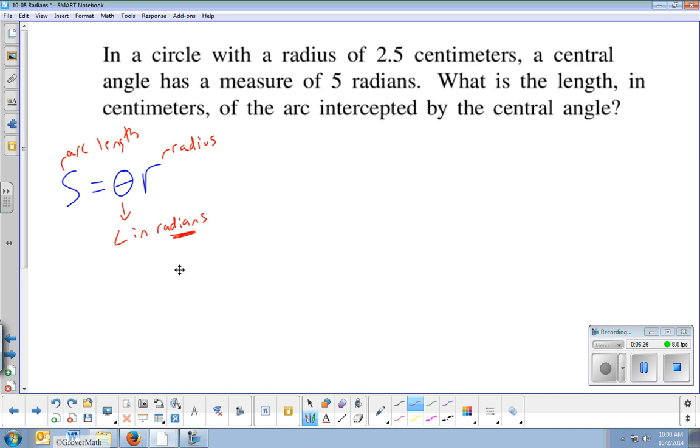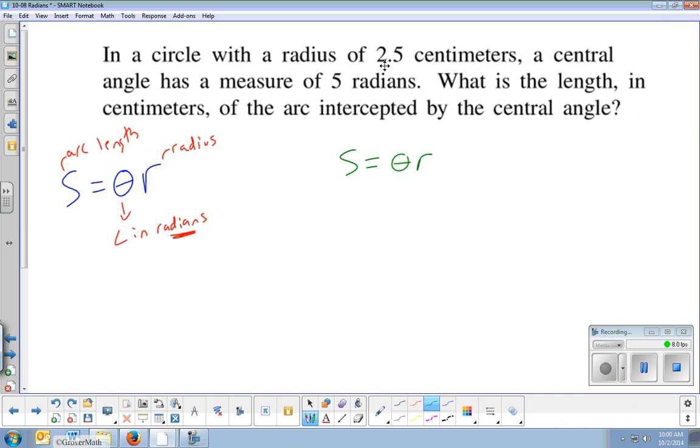And that's what trips people up sometimes, because if they give you an angle in degrees, you have to convert it to radians before you can use this formula. So S equals theta r. The arc length of a circle equals the angle in radians times its radius. So you definitely need to know this formula. And so let me just rewrite it one more time, and then let's read this question.